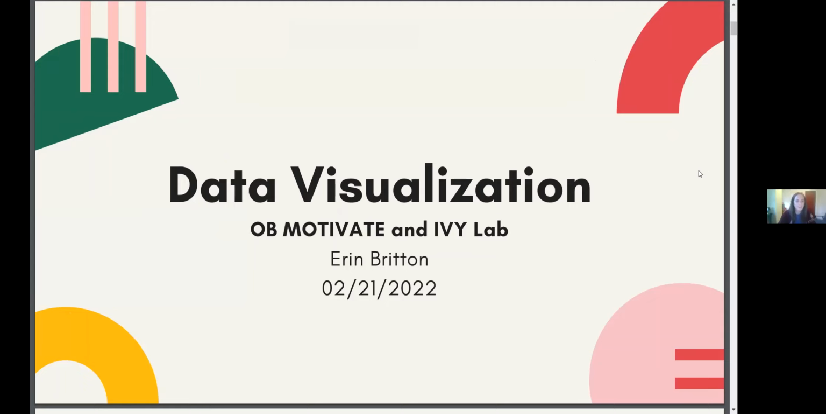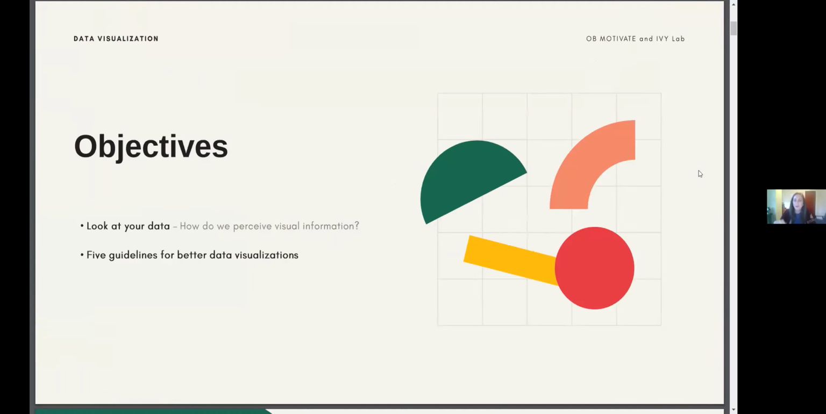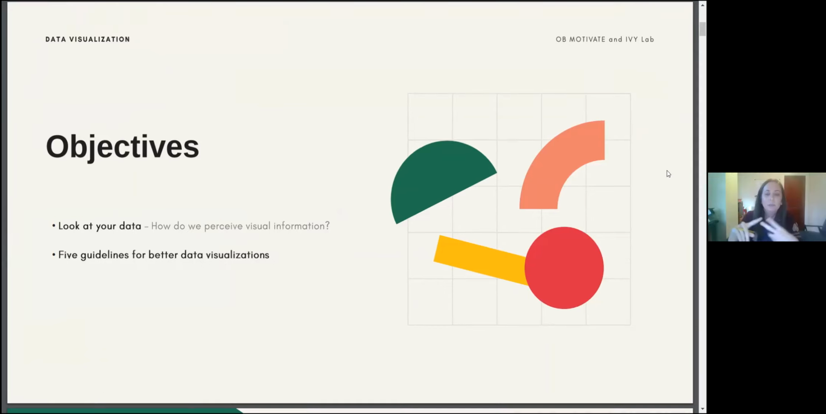So to kick us off, I just want to clarify, I know we only have 20 minutes, so I tried to keep it brief. I have two goals. Number one, I'm hoping by the end of this, we will all feel compelled to look at our data and we'll learn more about how we perceive visual information. And then number two, I want to talk through 5 guidelines for how you can create better data visualizations to share your findings with others so that you'll create memorable plots and graphs.